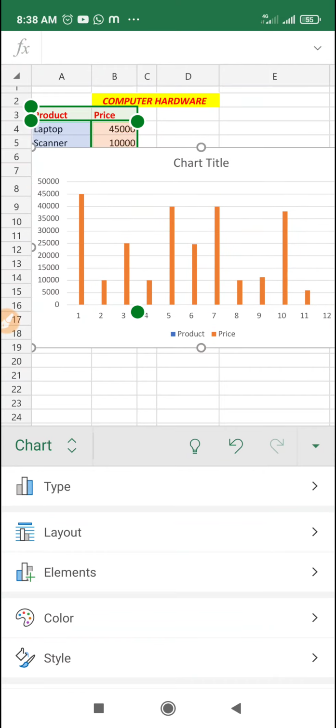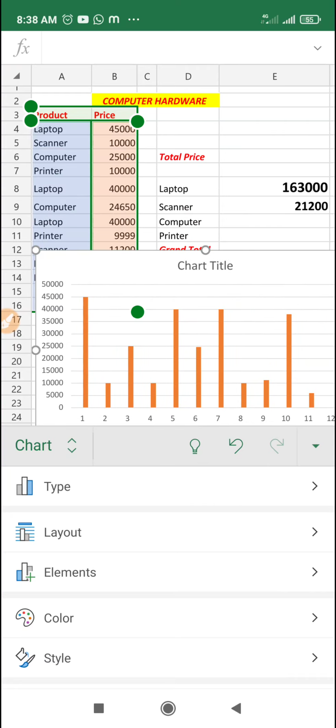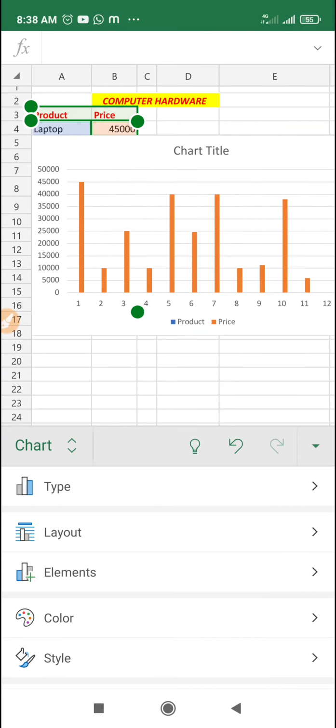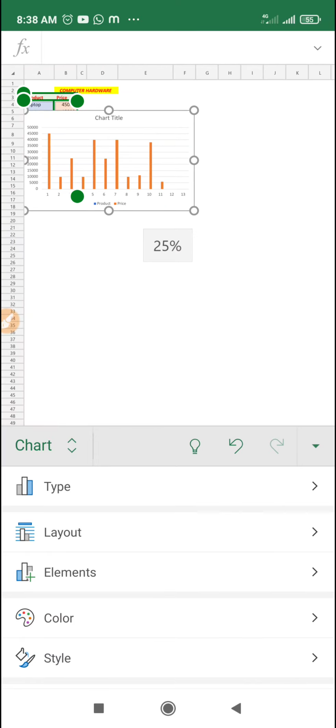Here you can see that from this data you can easily recognize the price of any product. On the 7th number, the product is of 40,000 and its name is laptop. You can see that I am looking at the chart and the table again and again because I have inserted this on the mobile phone only. We will discuss further changes in the chart in the next video, and we are also going to discuss the types of charts.